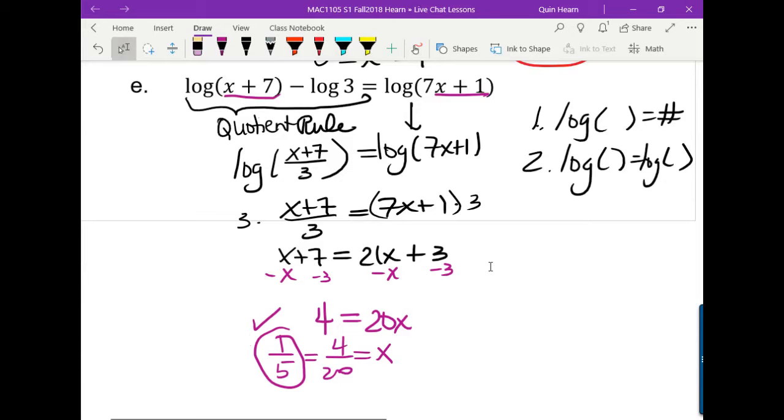Okay, and of course we need to check to see if this is okay in our arguments, but notice that our arguments x plus 7 and 7x plus 1 only add to the number if they don't subtract, so it's not going to make it a negative. So this one's going to keep all of our arguments positive and we're good to go.